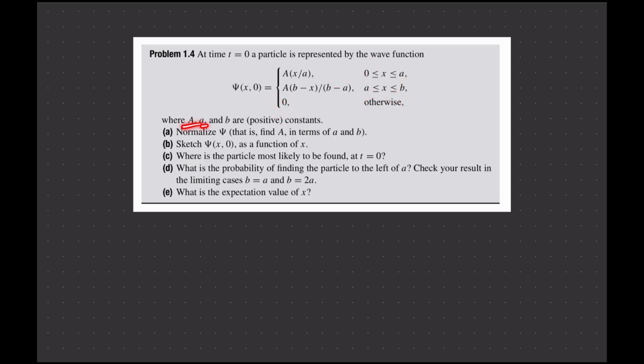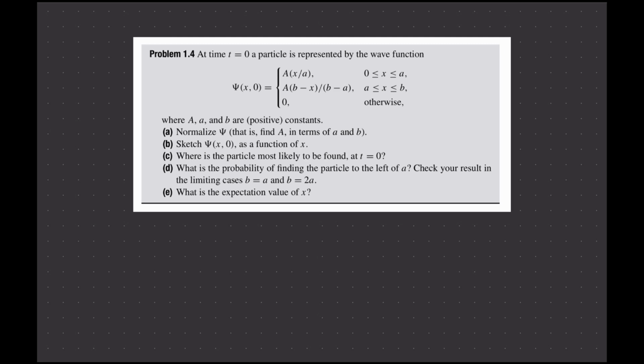Where a and b are positive constants, we have parts a, b, c, d, e. Lots of problems. I don't know if we could solve all of them today. I'll let you guys know kind of a blueprint of what I think we're going to do. Normalize psi, the wave function. That is, find A in terms of a and b. I think we can do that. I have an idea. I'm going to tell you guys how we can do that, and we're going to try it out together.